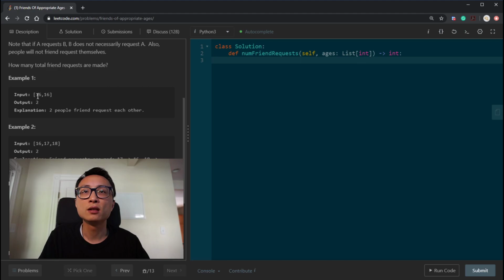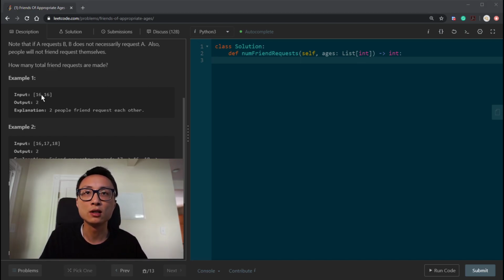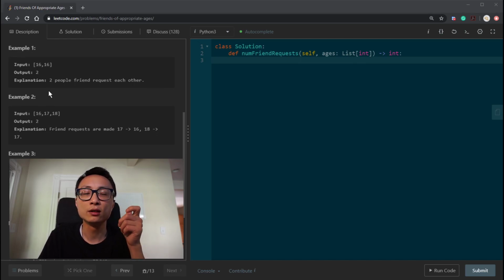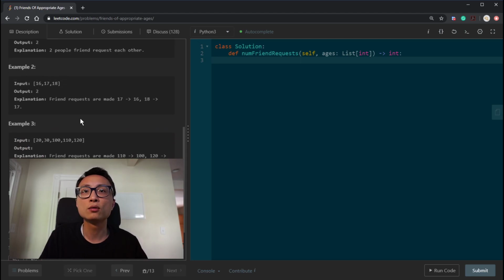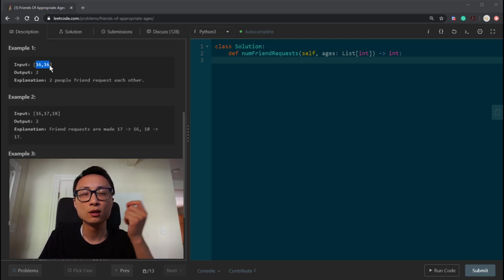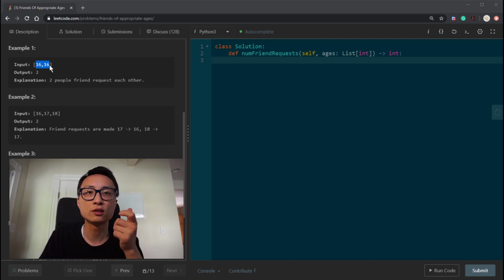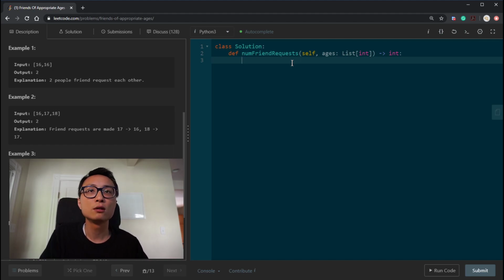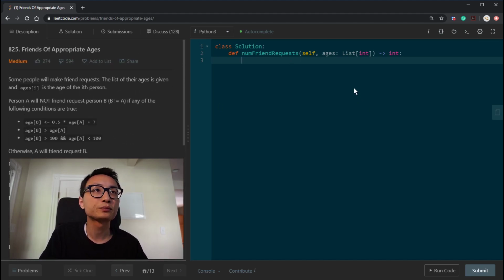When we summarize the people by their age, counting up the number of people with a certain age, and enumerating over the pairs of ages, we need to exclude the situation where the same person requests friends to themselves. It's just a little code in there to deal with this case. So I'm just gonna code this up really quickly.